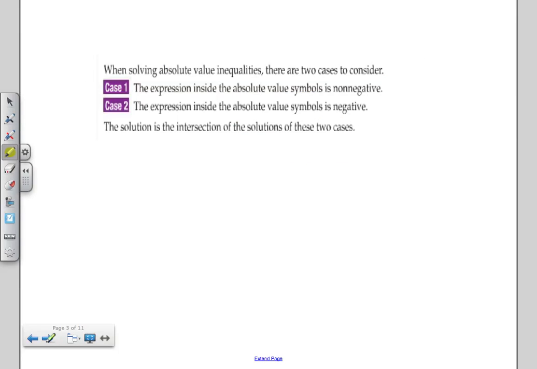When solving absolute value inequalities, you have two cases. The first case is going to express the non-negative value of the absolute value, and the second case is going to express the negative value. So we're going to set it up twice, very similarly to how we did it for absolute value equations. Now the solution to an absolute value inequality is going to be the intersection of the solutions of the two cases that we're going to look at. Okay, let's see what this means in a real life problem.